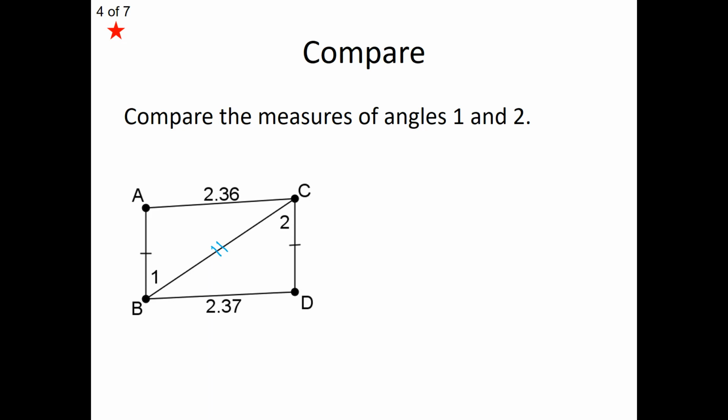The angles opposite my third sides, angle 1 and angle 2, I can then compare. Because I'm given that 2.36 is the side AC and 2.37 is the side BD, those are the third sides of my triangles, which means I can compare the angles opposite of those third sides. And since BD is the greater side, I know that the angle opposite of BD is the greater angle. So if I'm comparing angle 1 to angle 2, I would say that the measure of angle 1 is less than the measure of angle 2. And the reason I know that is because of the converse of hinge.